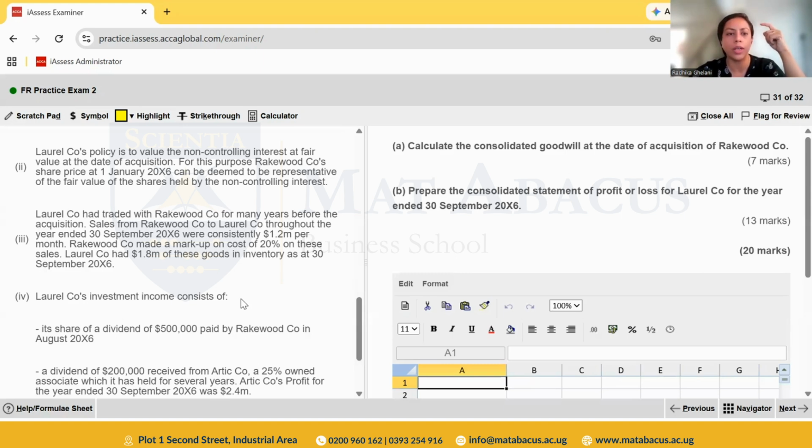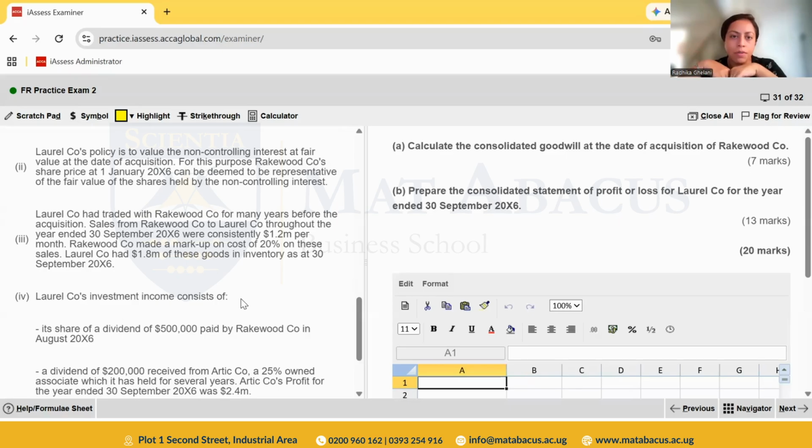Of course you can't, okay? So you will only realize this profit once you sell these goods outside the company to third parties. That is why the unrealized profit, the one that Rakewood would have included in its books, needs to be eliminated. And how do you eliminate it?